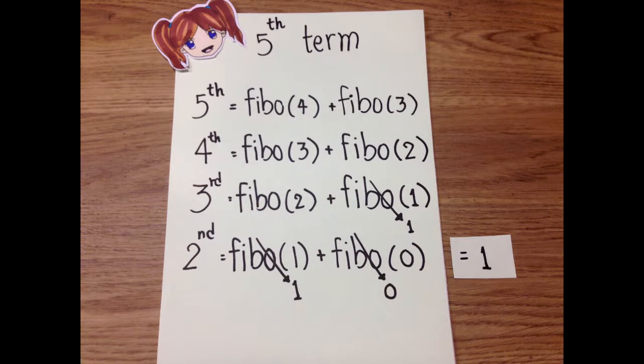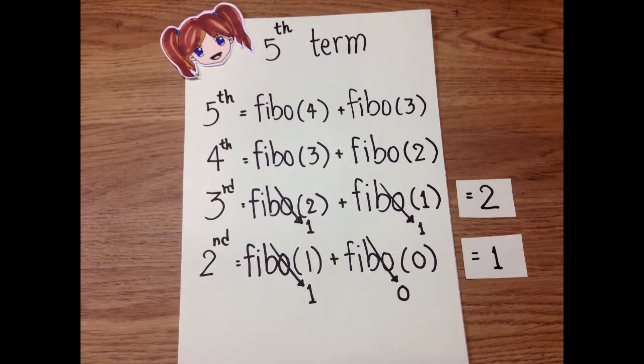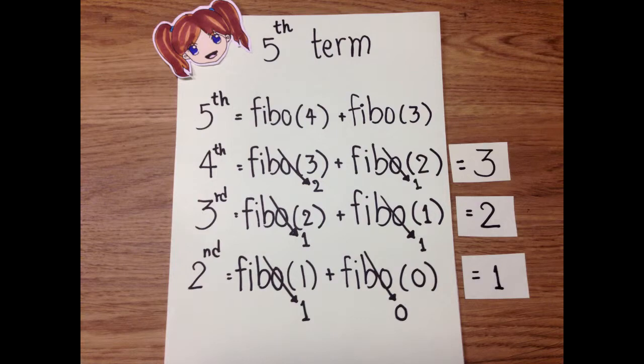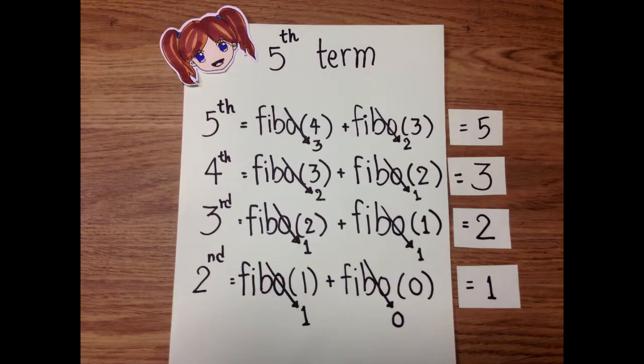Then we get the value of the third term, that 1 plus 1 equals 2. Then the fourth term equals 3 and the last one, the fifth term, equals 5. And now we get the value for the fifth term is 5.